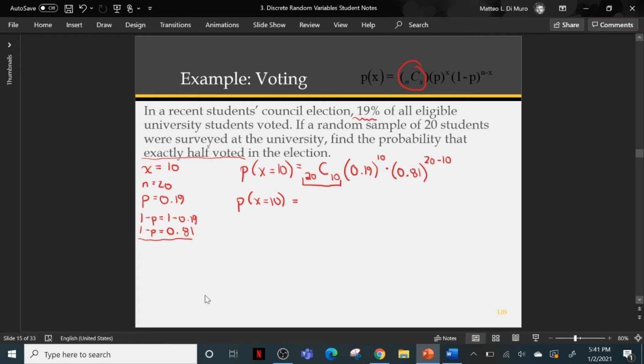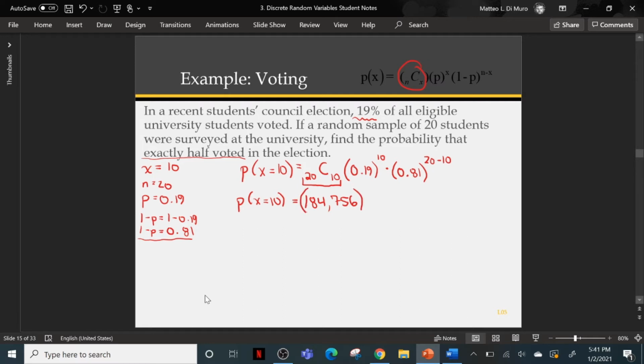If that's not the case, you'll have to either check your manual or Google it or wait and talk to me on Zoom. I know every calculator in the world and I can figure yours out. So when you plug that in, if you did it correctly, you're going to get 184,756. So that's how many ways out of 20 people you can get exactly 10 of them voting.